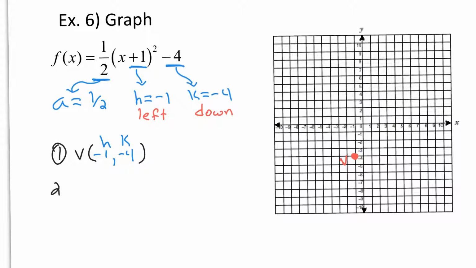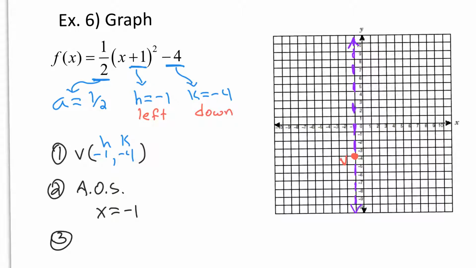Step number 2, you do your axis of symmetry. So I'm going to do my dash line. Notice the dash is going up and down. It is a vertical line, and it cuts the parabola in half. So we are able to reflect the points. The equation of the axis of symmetry is your h value. So negative 1, I put right here.